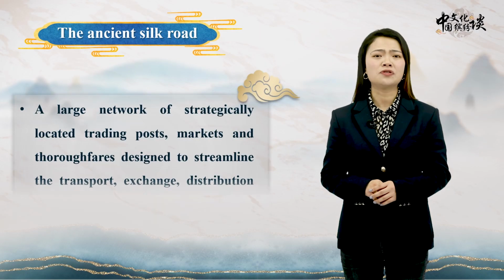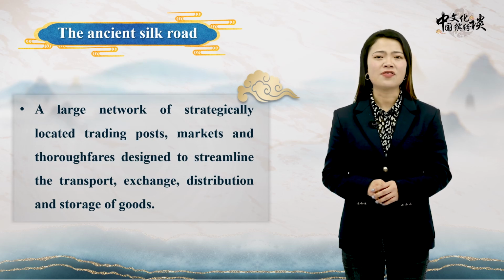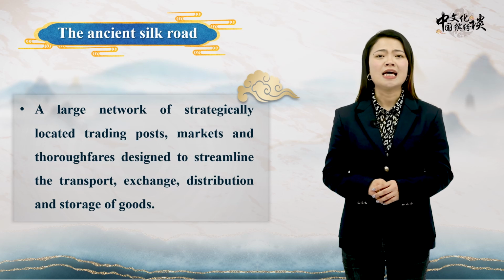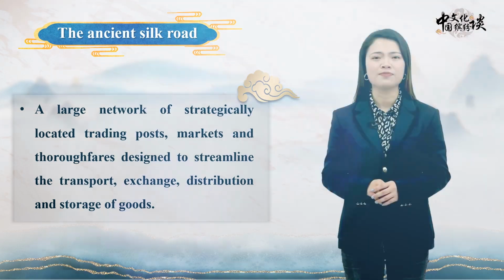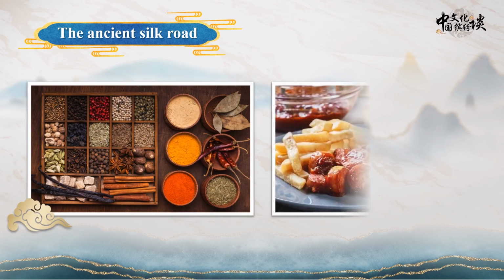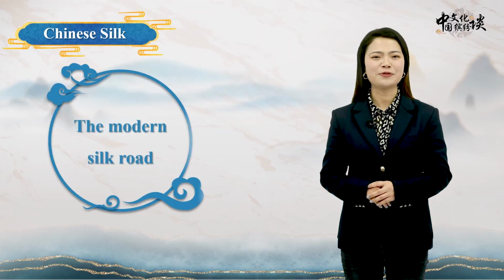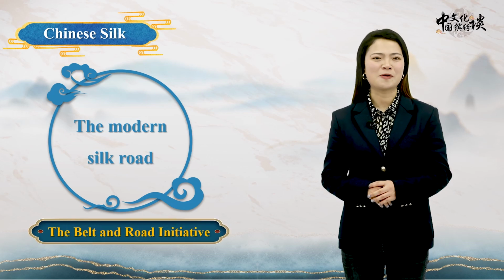The Silk Road routes included a large network of strategically located trading posts, markets, and thoroughfares designed to streamline the transport, exchange, distribution, and storage of goods. Commodities such as paper and gunpowder were among the most traded items that had obvious and lasting impacts on culture and history in the West. And the rich spices of the East quickly became popular in the West, changing cuisine across much of Europe. The Silk Road routes also opened up means of passage for explorers seeking to better understand the culture and geography of the Far East.